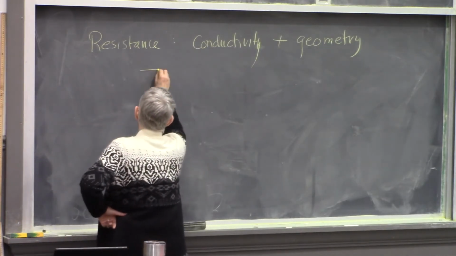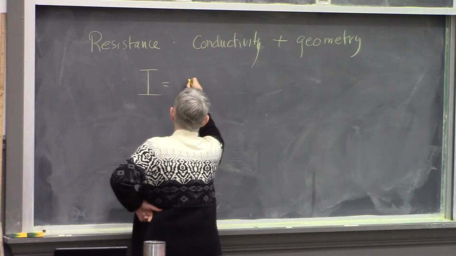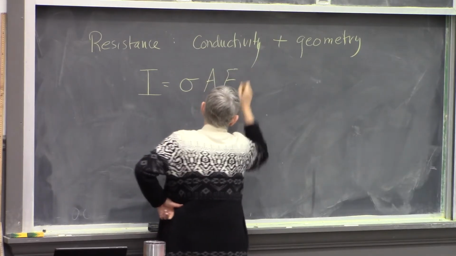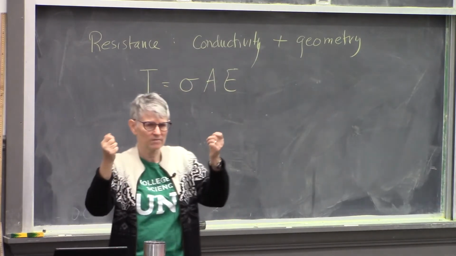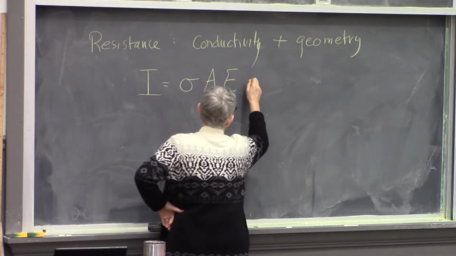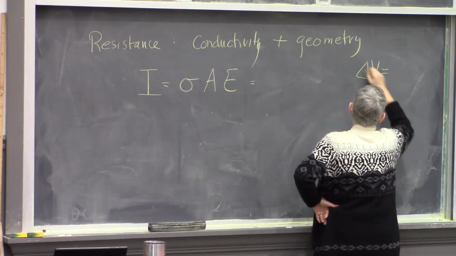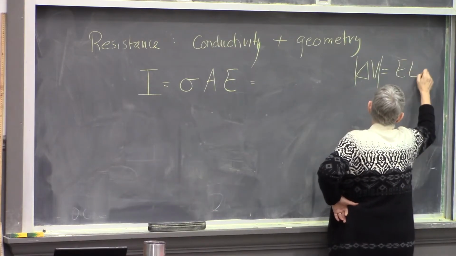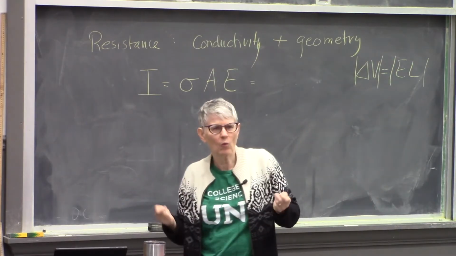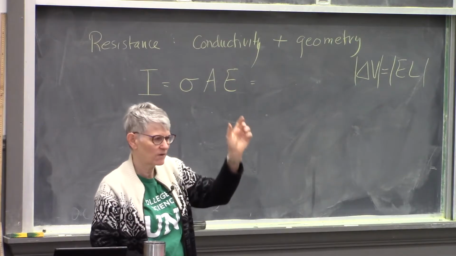So let's go back to our equation for conventional current. We have conventional current is the conductivity times the cross-sectional area times the net electric field. And the net electric field we can actually rewrite because we know that the potential difference is the electric field times the length of the carbon, or whatever our thing in a circuit is.